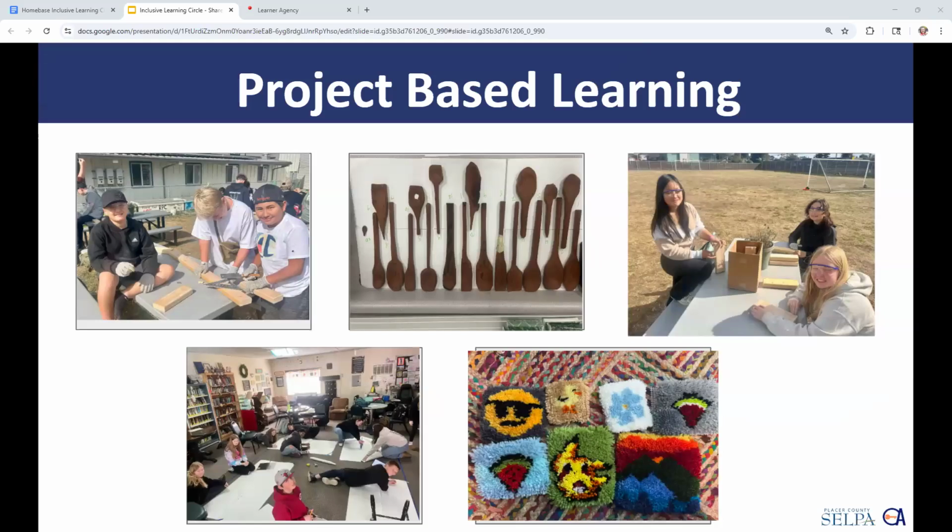There's a lot of focus on project-based learning, which inherently has a lot of learner agency in it because you're really looking at, okay, this is a project, we're going to create this thing. How are we going to do it? What are the steps to it? And then being able to work as a team or independently to solve those. At the top, you'll see they're carving wooden spoons. Down below is a group project, and they also had a weaving project as well.